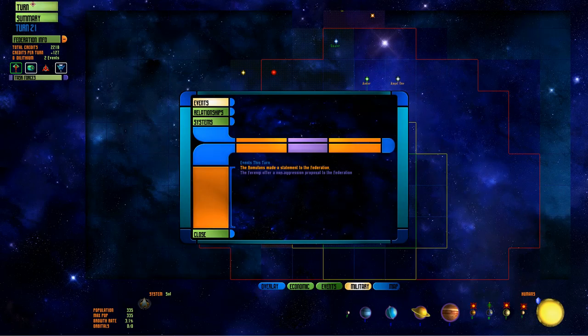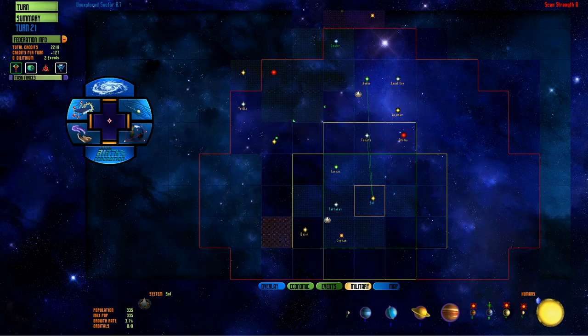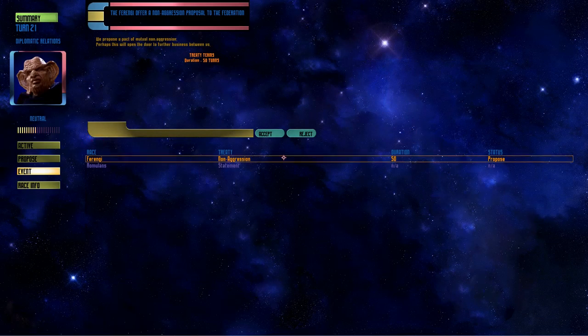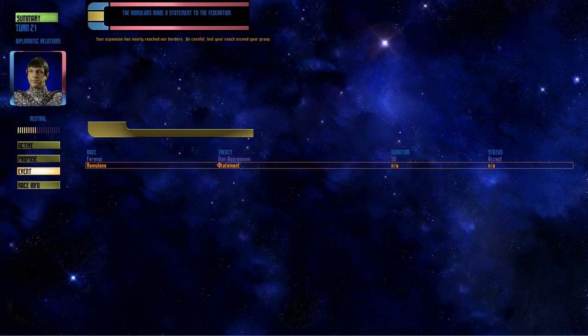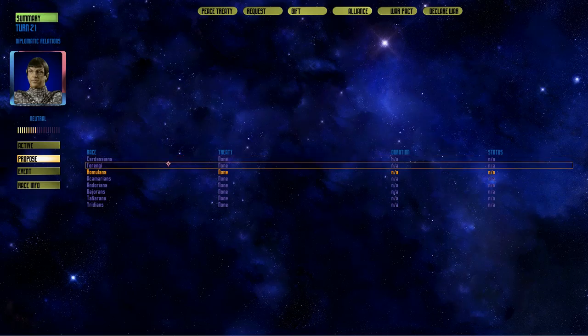Diplomatic messages have been received. The Romulan make a statement, and Ferengi offer non-aggression pact. Okay. See what they are talking about. We'll accept this one. Treaty will be accepted. These guys say expansion need to reach our borders. Of course. Of course we have. So let's propose a non-aggression pact.